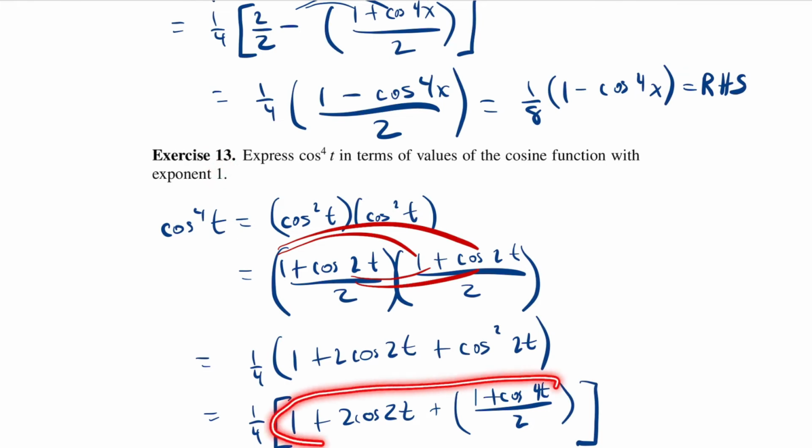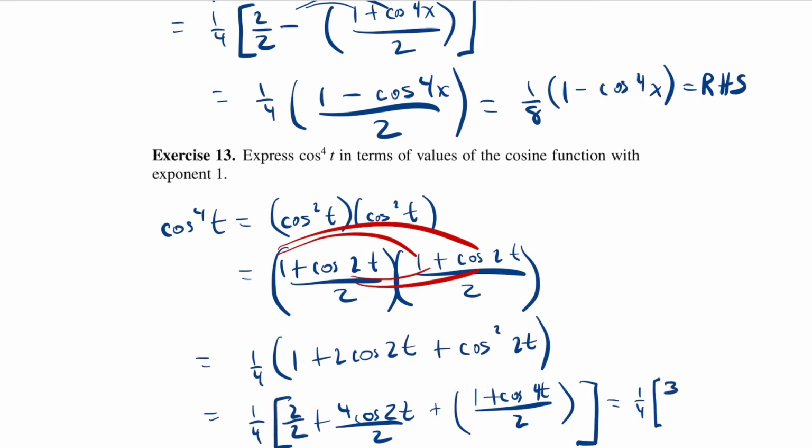But we could simplify this by getting an LCD. And, well, I'll do that now. So I'm going to change this 1 to be 2 over 2. And I'm going to change this to be 4 over 2, which is the same thing as 2. So 2 over 2 and 4 over 2 for this one. Now I have a common denominator, so I have 1/4. And we got, let's see, 2 plus 1 is 3. And then you have 4 plus 1 is 5.